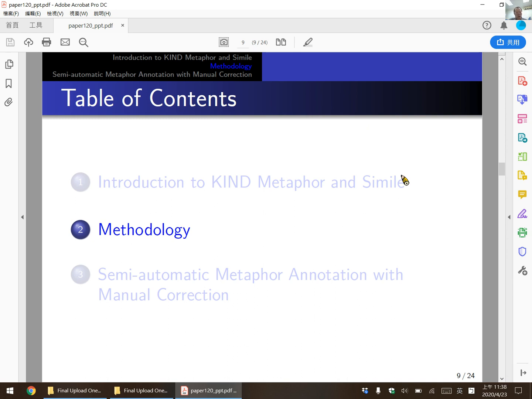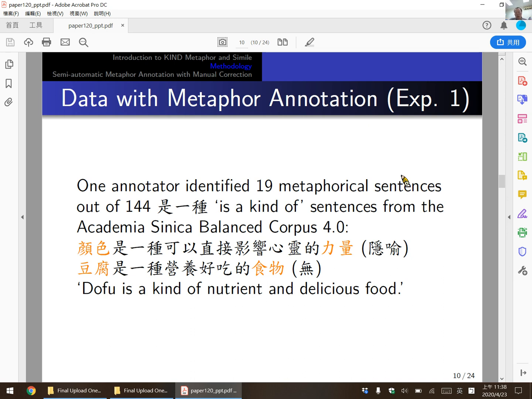So let's see our methodology. Our data come from two corpora. The first one is the Academia Sinica Balanced Corpus 4.0, with the pattern "A is a kind of Y". We sent this query to the Sinica corpus and retrieved 144 sentences with such a pattern. In this first experiment, we had one annotator identify 19 metaphorical sentences among the 144 matched sentences from the Sinica corpus.